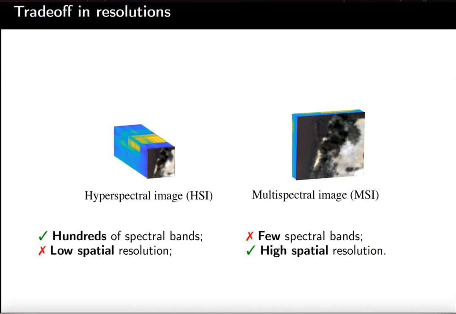However, due to the physical limitations of the measurement devices, there exists a natural trade-off in the resolution of spectral images. On the first hand, we have hyperspectral images, or HSI, that have hundreds of spectral bands, meaning that they have a high spectral resolution. This comes at the cost of a small number of pixels, which means low spatial resolution. On the other hand, multispectral images, or MSI, have few spectral bands, which allows them to have high spatial resolution.